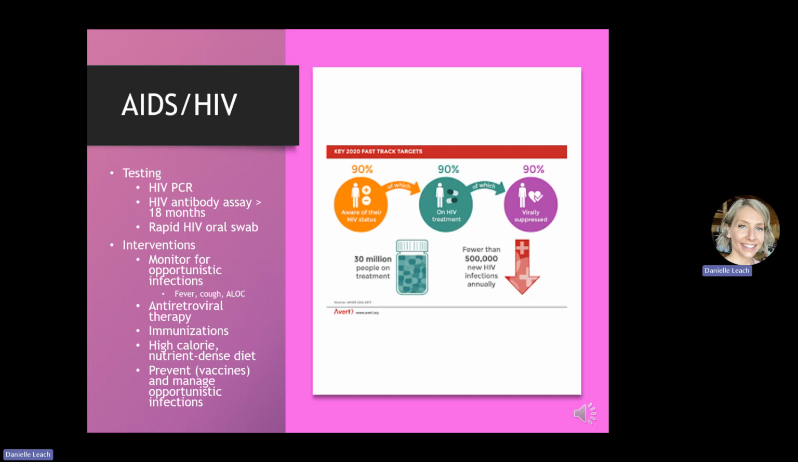Of course, they can be prescribed antiretroviral therapy. You do not need to know any of the names of any of them. We want to recommend that they stay up to date on their immunizations so that we can prevent them from catching any infections. A high-calorie, nutrient-dense diet to promote growth and development.